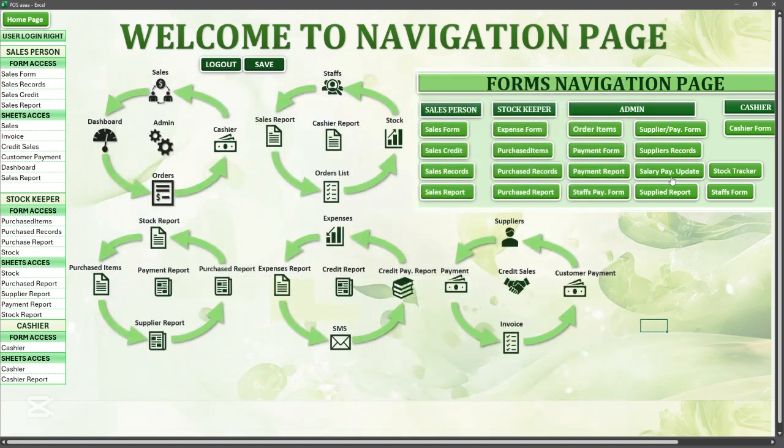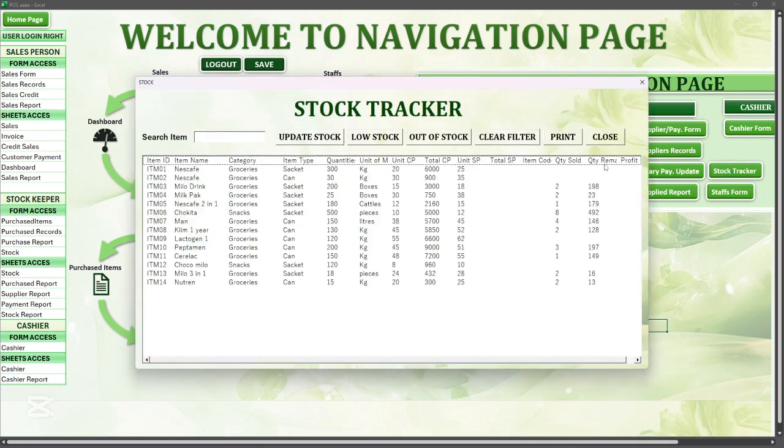And then we also have the stock tracker. So here you can check low stock, you can check items that are out of stock. You can do so many things. You can set for a particular item and see how that item is going. You can also print the stock report from here.